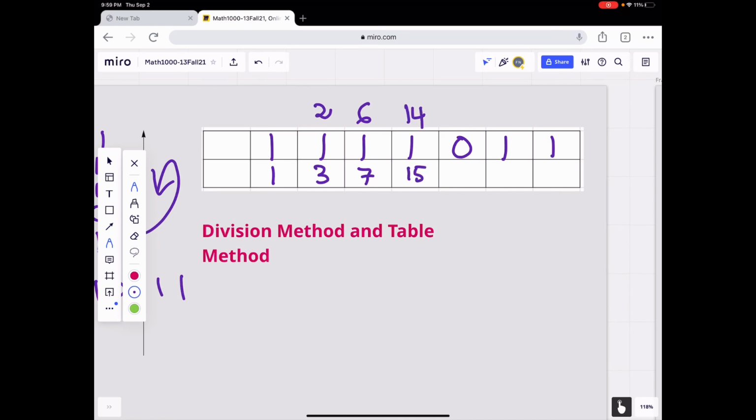15 doubled equals 30. Add 1 equals 31. 31 doubled equals 62. 62 plus 1, 63. And 63 doubled equals 126, and plus 1 equals 127. So your answer is 127. All right, this is double.